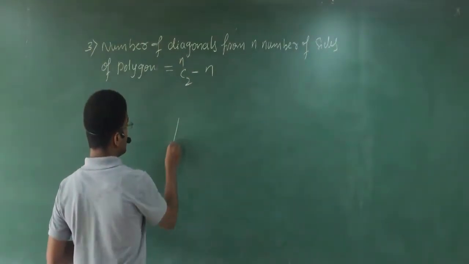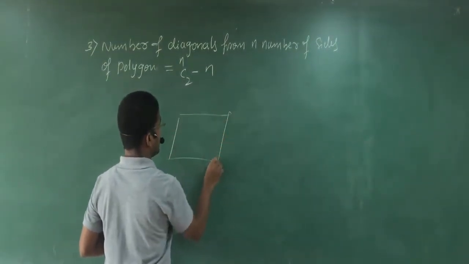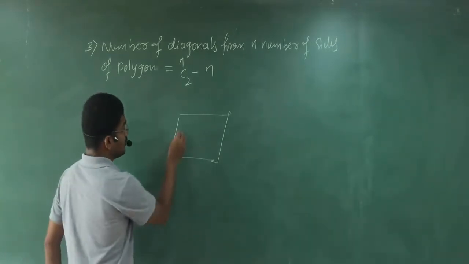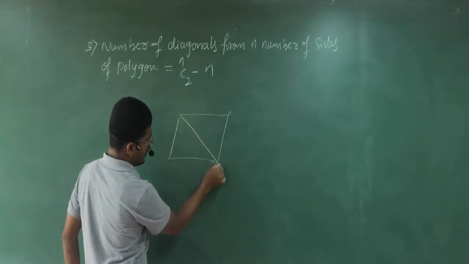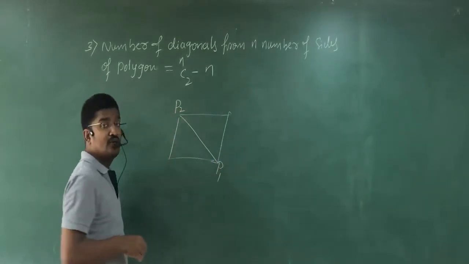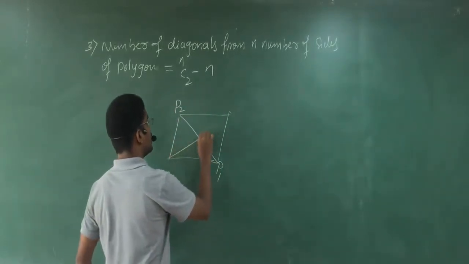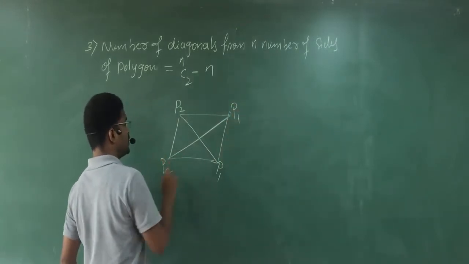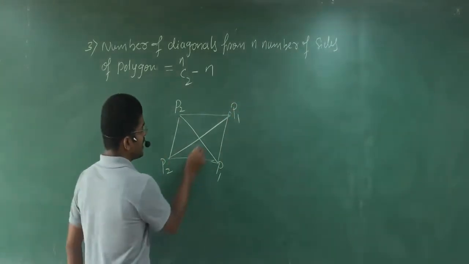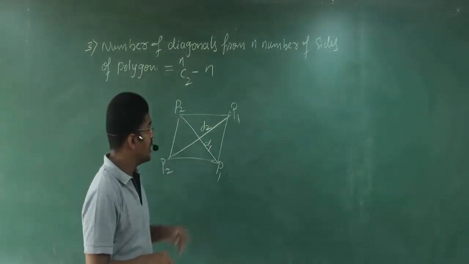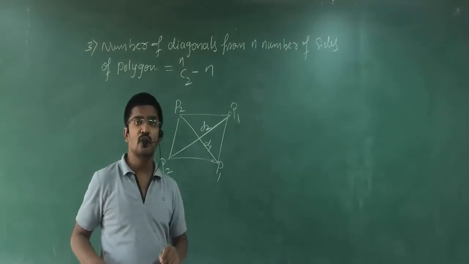Let us see with some rectangle. In this rectangle we have 4 sides. To draw a diagonal I need point 1 and point 2. Here again I can draw another one with again point 1 and point 2. So I can call this D1 and this D2, diagonal 1 and diagonal 2.